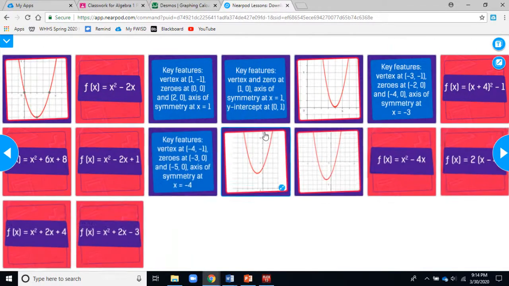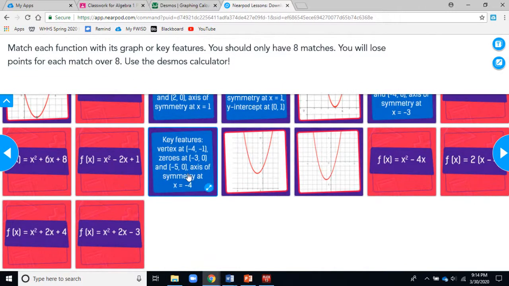The next thing is matching, but you're going to want to use the Desmos calculator so that you can see what the graphs look like. It says key features: vertex at -4, 1, so you need to look and see which graph it is, and if you don't see a graph that matches, then it's possibly one of the equations. Again, you should have 8 matches, so take your time, use your calculator to make sure you know which one goes with which, because if you have more than 8 matches, you're going to lose points.